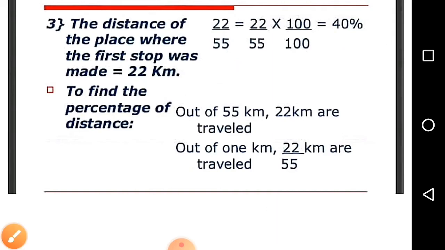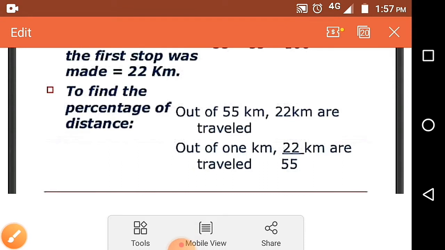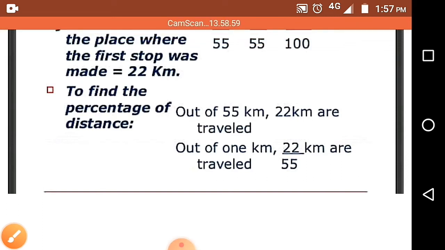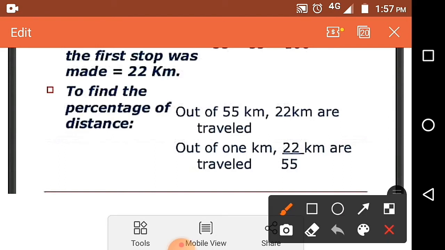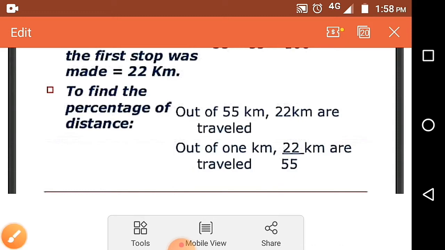Now to find the percentage of distance, the same explanation is there. To find the percentage of distance, out of 55 kilometer, 22 kilometer are traveled. Same as what I said. So 22 upon 55 kilometer are traveled. So this is the distance. Now moving ahead with the next solution.